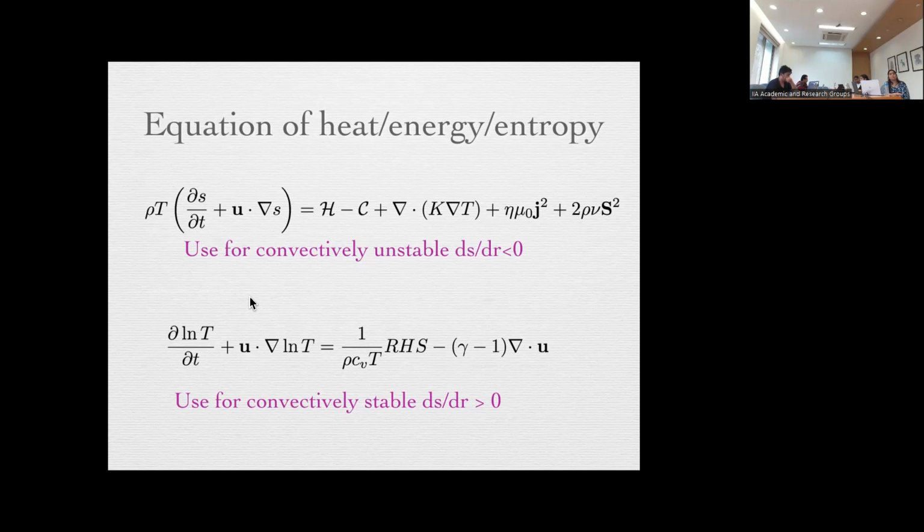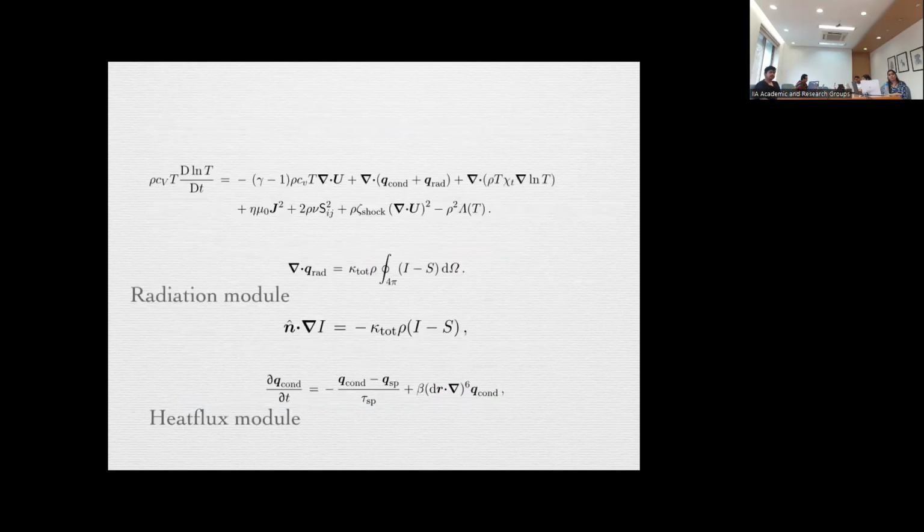Basically, we want to avoid negative temperatures. So there it is okay to use the log T expression where you don't care for convection, right? So this, for example, is the equation in all its glory that can be used for stellar atmospheres.